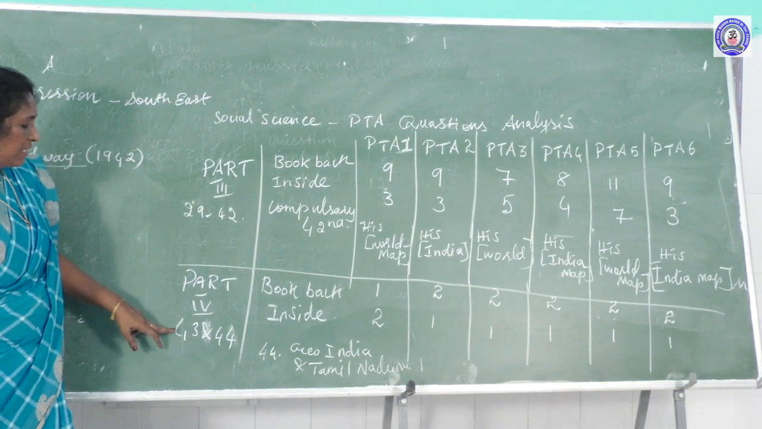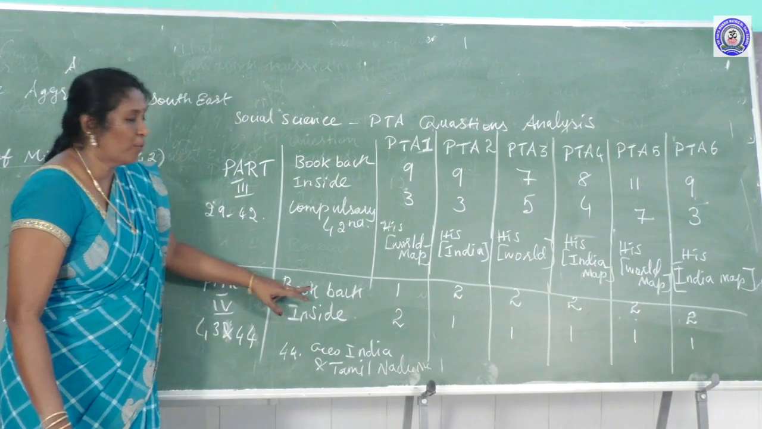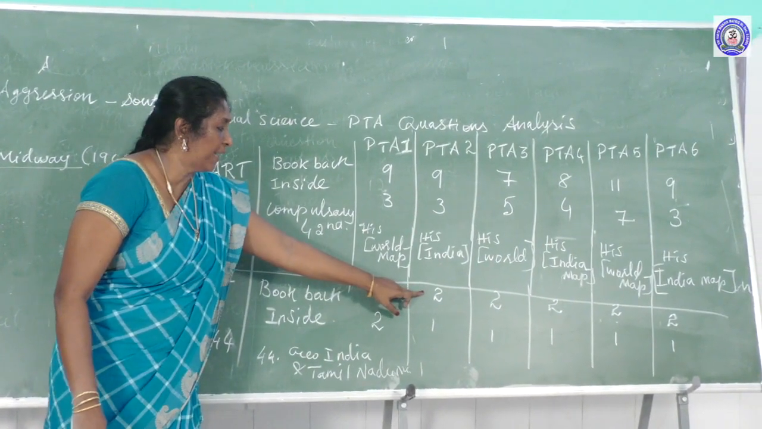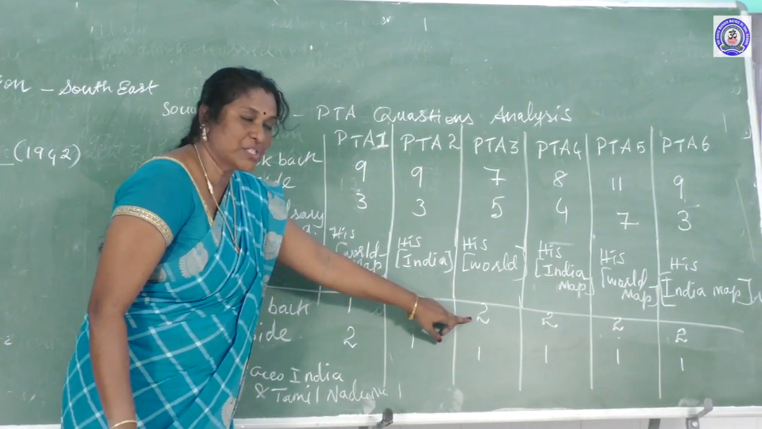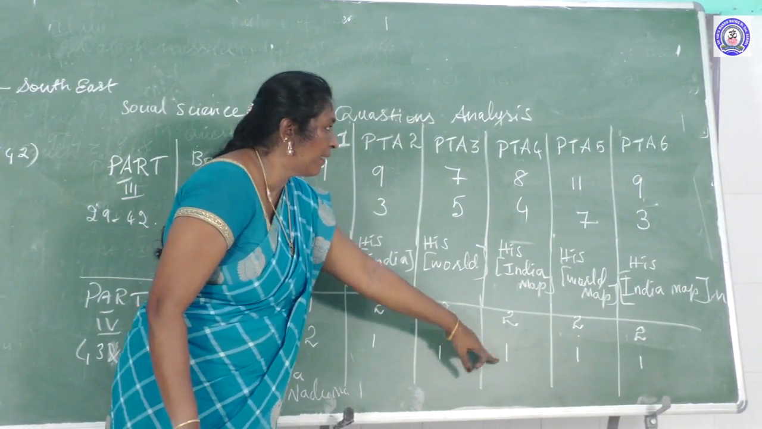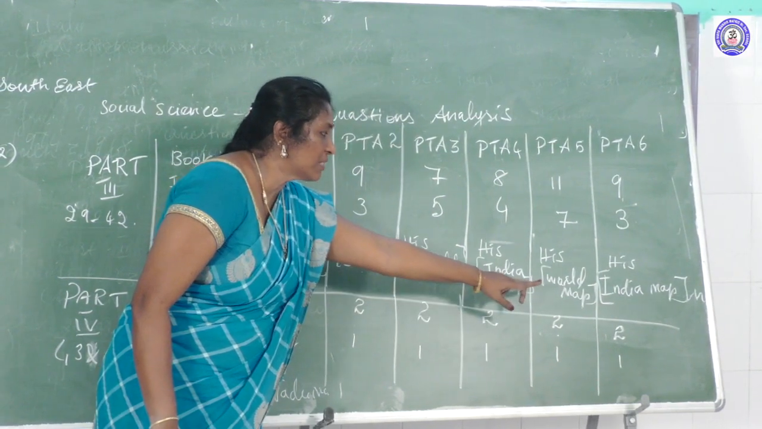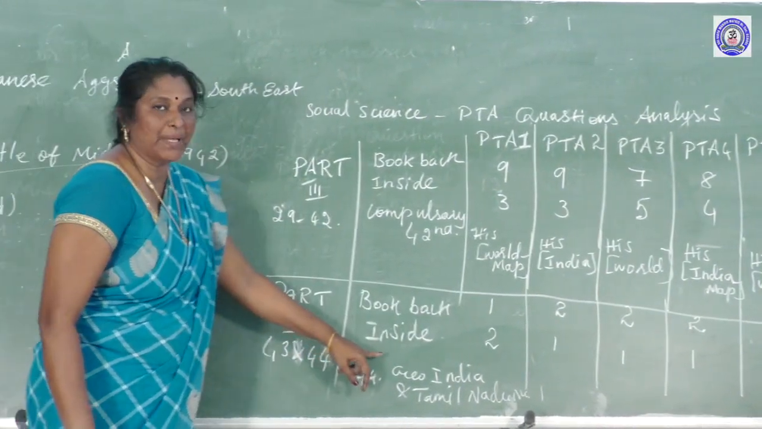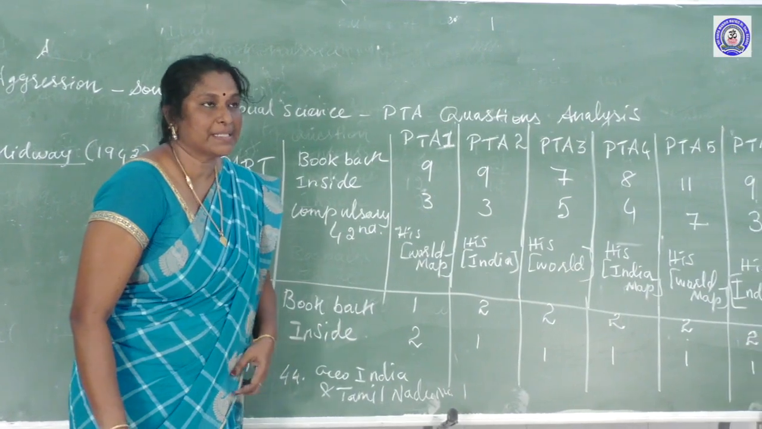And Part 4, question numbers 43 and 44. There also they gave inside questions: book back question 1 and inside question 2 in the first PTA; book back 2 and inside 1 in the third, fourth, fifth and sixth PTAs. So 44 is compulsory, that is the geography map; you want to concentrate on the India and Tamil Nadu maps.